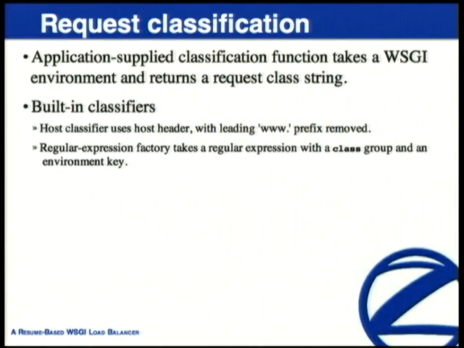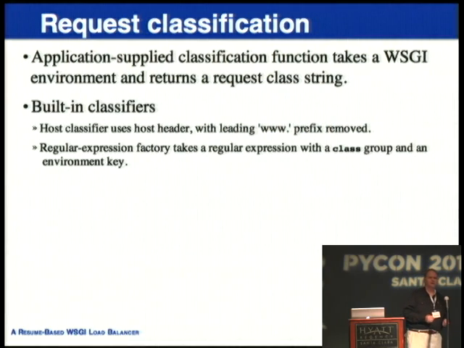So basically, the first step is to classify requests. You supply, and actually often you'll just use one of the built-in ones, a function that takes a WSGI environment and returns a string, which is the request class. There are a couple of built-in classifiers. One is for host-based request classification that simply looks at the host header, strips off a leading www. prefix if there is one, and then uses the host name, which is actually pretty effective for our case, at least for the most part, or at least should be.